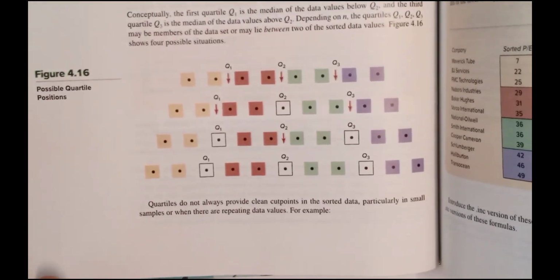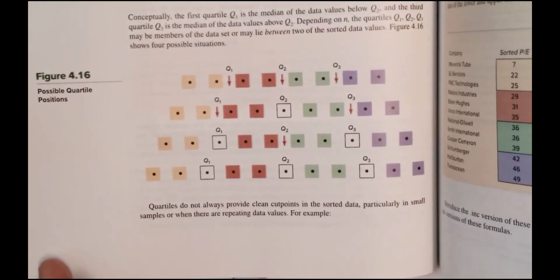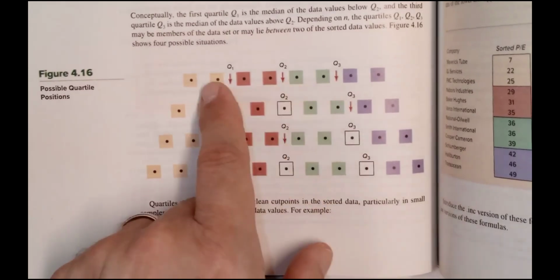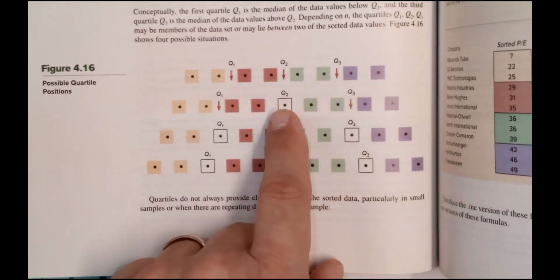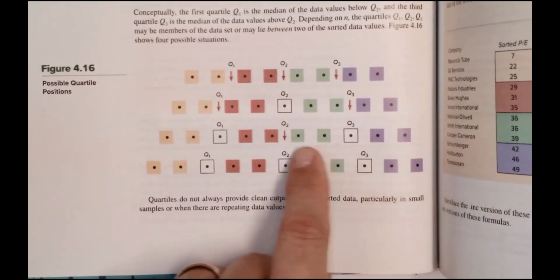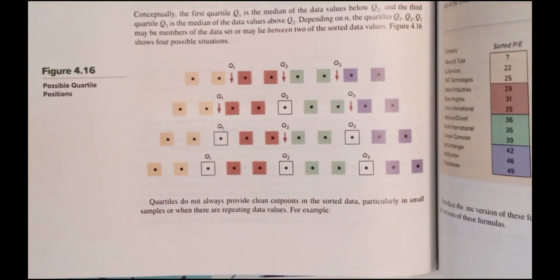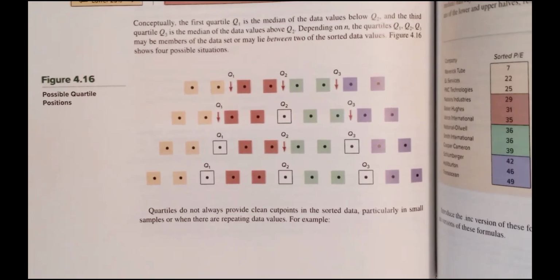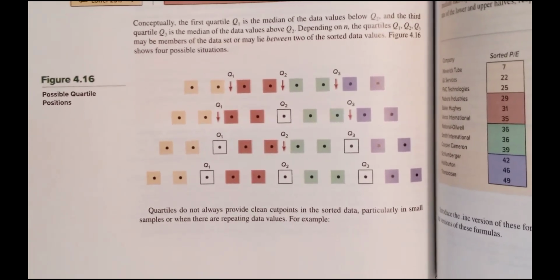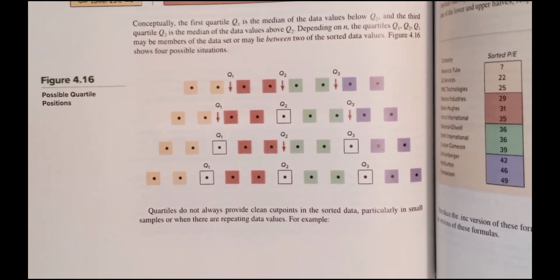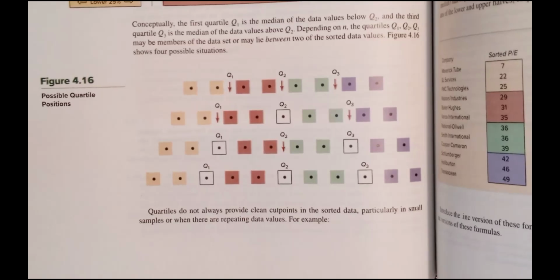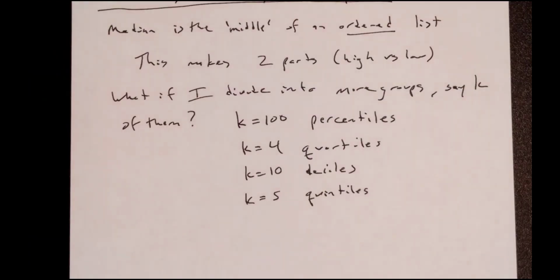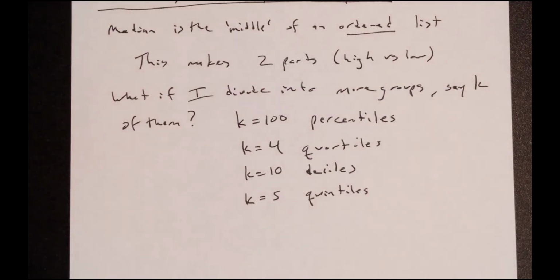At the bottom of this page, we see how it depends on the number of things in our list as to whether the quartiles are between values or hitting values based on how many numbers are in my list. It is your choice as to whether or not to do inclusive or exclusive quartiles. Excel gives me the option.